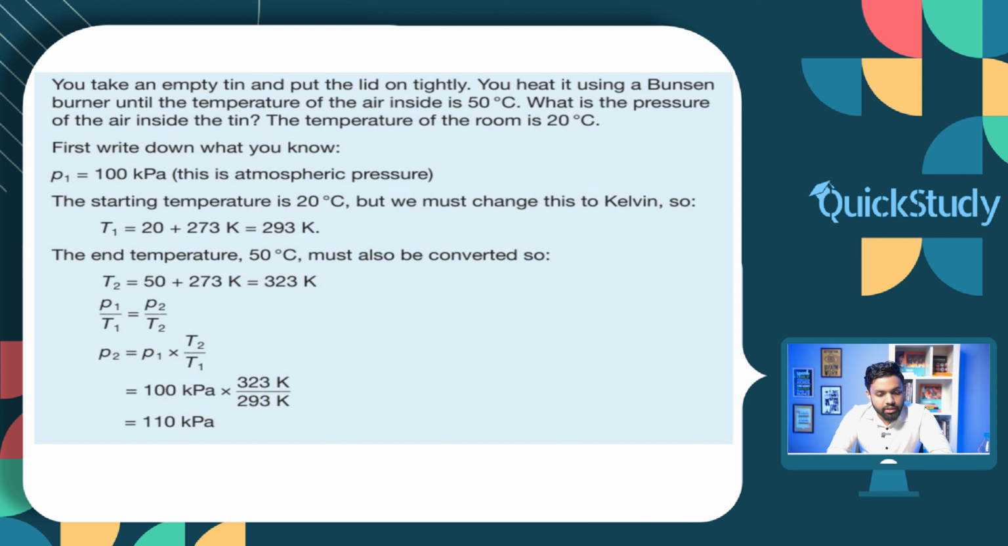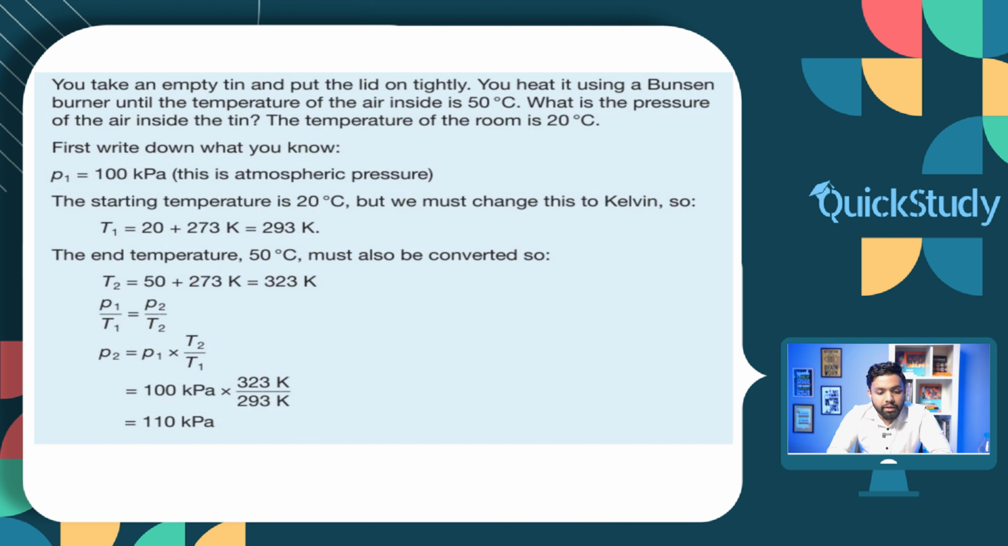So 20 degrees Celsius plus 273 would be 293 Kelvin. The end temperature, or T2, would be 50 degrees Celsius and must also be converted. So it would be 50 plus 273, which would be equal to 323 Kelvin. So as the formula goes, P1 divided by T1 is equal to P2 divided by T2.